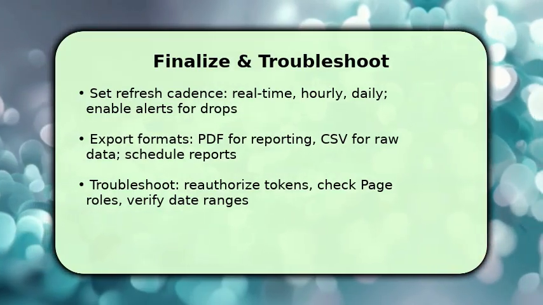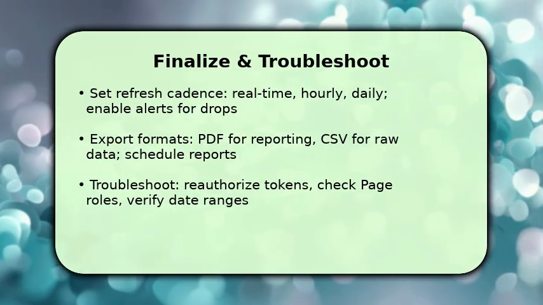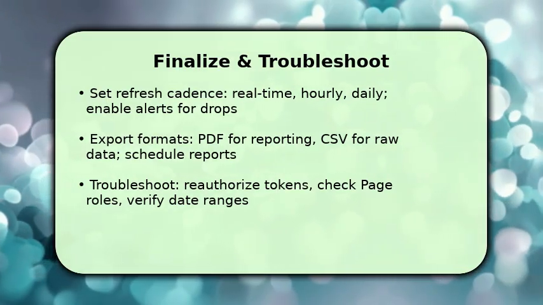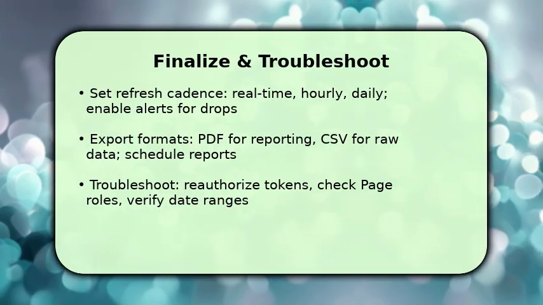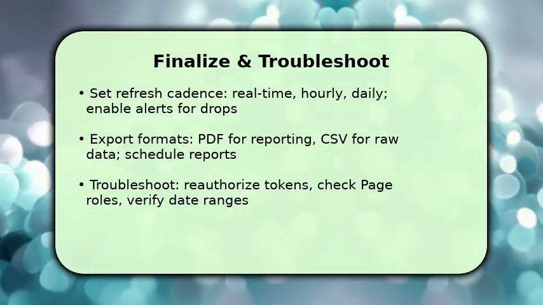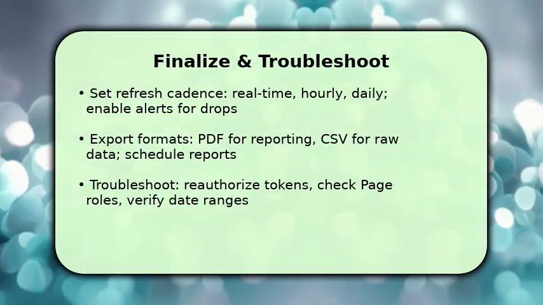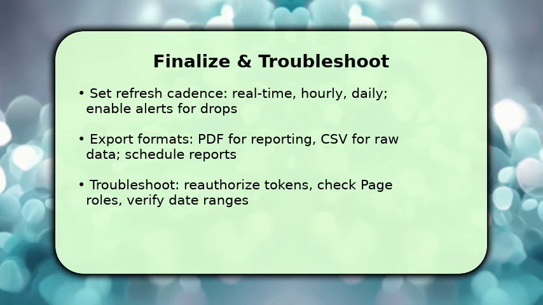If numbers look off, reauthorize the API token, confirm your page role, and verify filters and date ranges. Those 3 fixes resolve most issues. Finally, enable alerts for sudden drops so you can act quickly when performance changes.